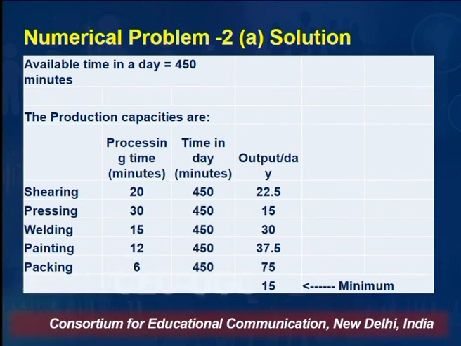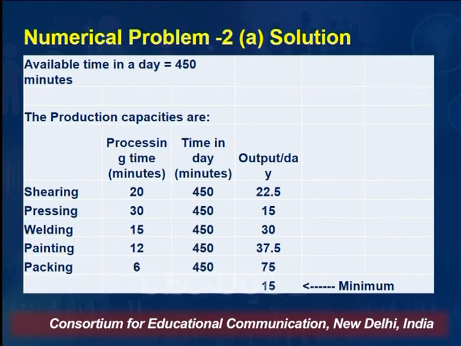For example, first of all, if we see this chart, there are processes. The first process is the shearing process. In the question, the processing time taken is 20 minutes, pressing takes 30 minutes, welding takes 15 minutes, painting takes 12 minutes and packing takes 8 minutes. But the time available per day in an 8-hour shift is 450 minutes for each of them. So what is the output?